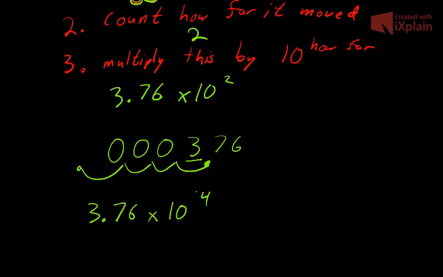Except it isn't going to be 10 to the 4th, because normally we move to the left, and this time we moved to the right. So if you move to the right, that's going to be a negative number. So really we should be counting down. We have -1, -2, -3, -4. So this is going to be the same thing as 3.76 times 10 to the -4th power.